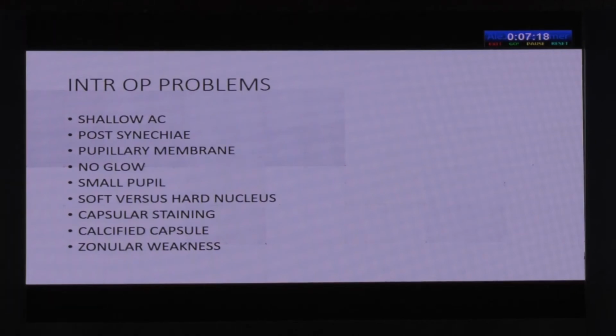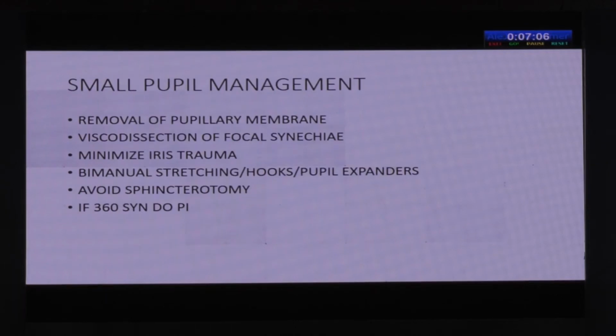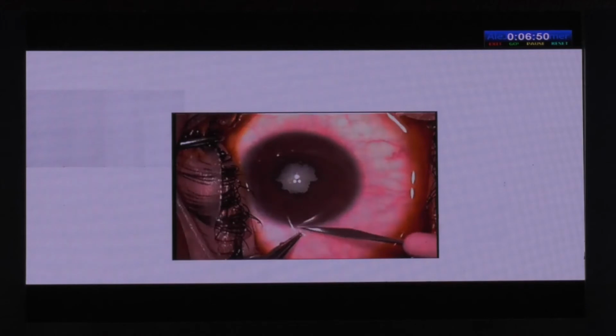Intra-operatively, you can have a shallow AC, a posterior synechia causing problems, pupillary membrane, no glow, small pupil, and you need to do capsular scaling, and sometimes you have a calcified capsule or zonular dialysis. The removal of the pupillary membrane is important. You can use viscodissection of a focal synechia, minimize the iris trauma, prefer to stretch than to use hooks and expanders, and avoid a sphincterotomy. If you have a total posterior synechia, you can do a PI and then separate out the iris.